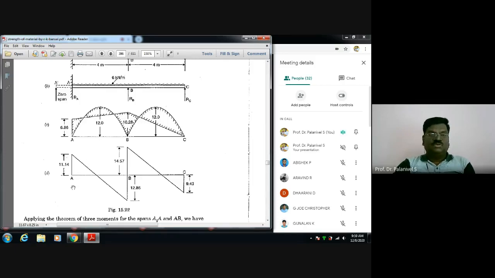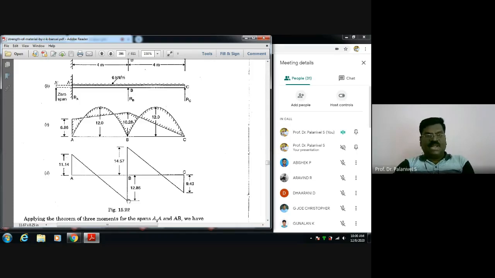Now, once you know the support reaction, you should know how to draw the shear force diagram. The support reaction at A is found to be 11.14 upward. That is why the shear force diagram is drawn with ordinate 11.14 upward. Afterwards, the UDL is acting downward. Now, you compute the UDL value, which is 6 into 4. Now you subtract it from 11.14. Since the UDL is acting downward, that much it has to come down. Come down to here.